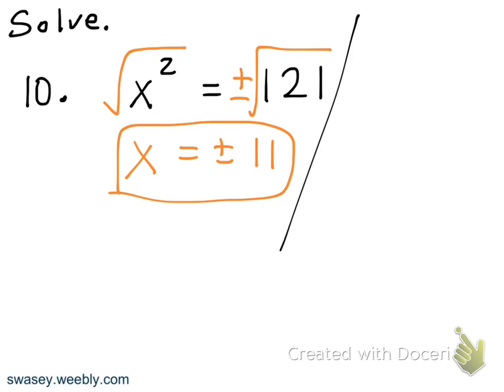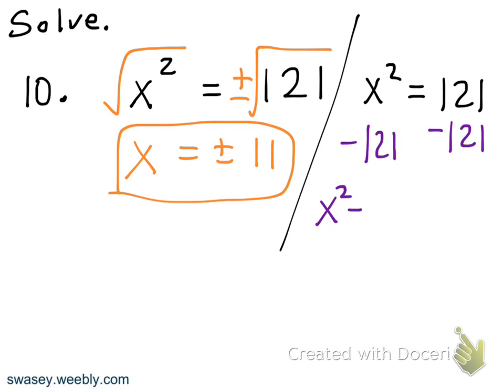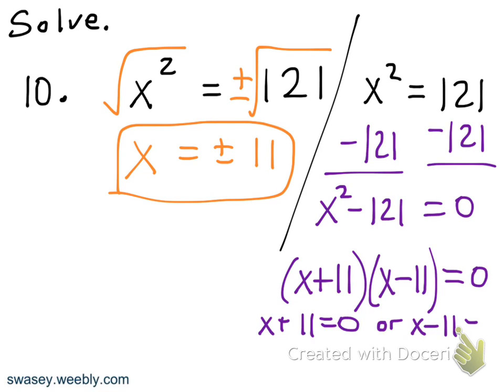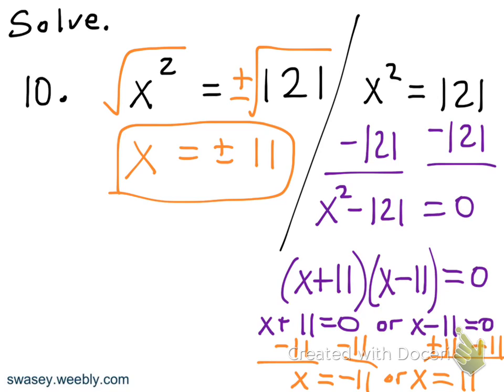The other way to do it would be to subtract 121 from each side, and then you'll see the difference of two squares. So this way has a little bit more work. Factor it, you get x plus 11, x minus 11. Product equal to 0, set each factor equal to 0 and solve. Subtract 11, we get negative 11 as one of our solutions. And add 11, and you get positive 11 as the other solution. So notice it matches what we have up there. Negative 11 or positive 11.